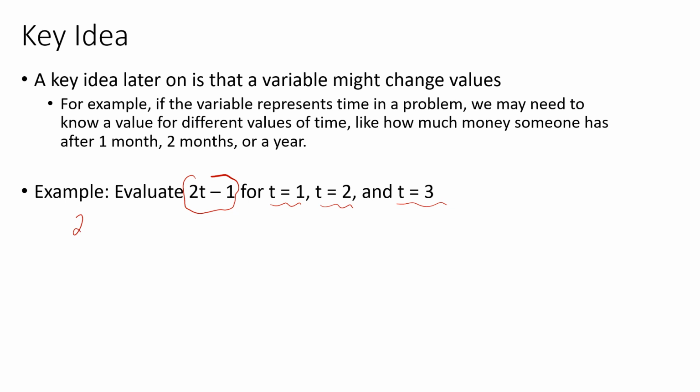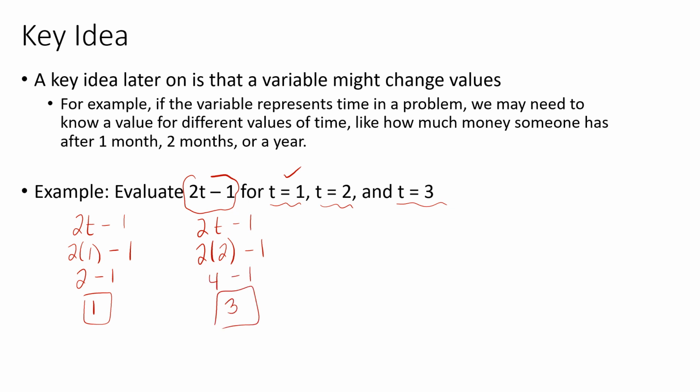So I'm going to start this by doing 2t minus 1. I'm going to copy the expression, and then we'll plug in a 1 for the t. So that's our first problem there. 2 times 1 is 2, and 2 minus 1 is 1, for a value of 1. Second problem, I'm going to copy that down again. And again, notice that I'm working top to bottom. This time I will plug in a 2 for the t. 2 times 2 is 4, and 4 minus 1 is 3.